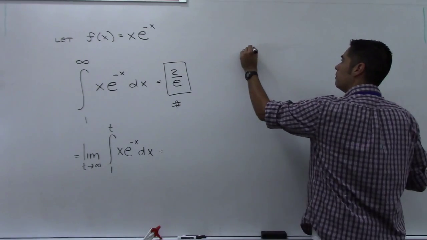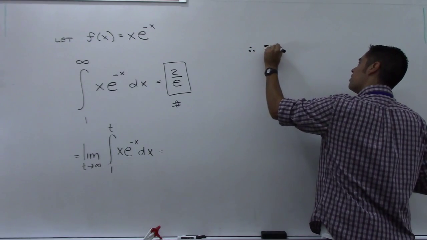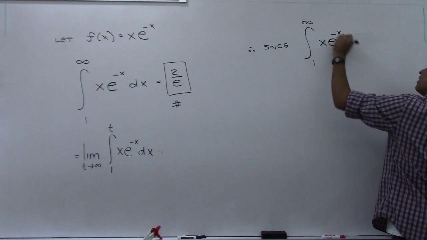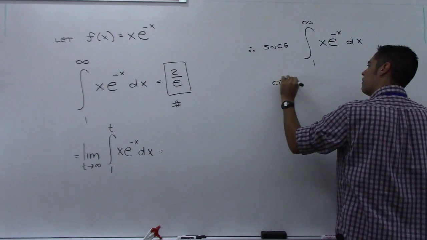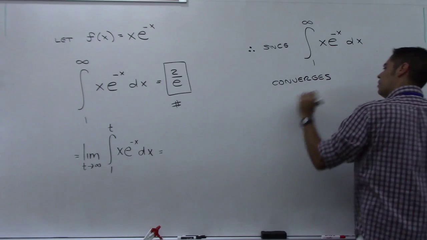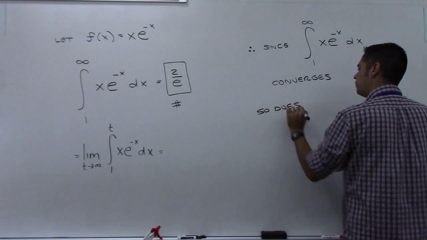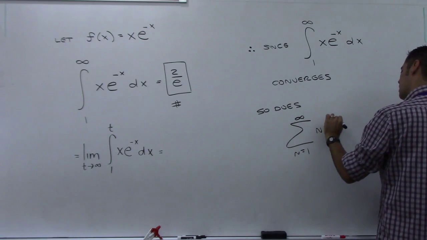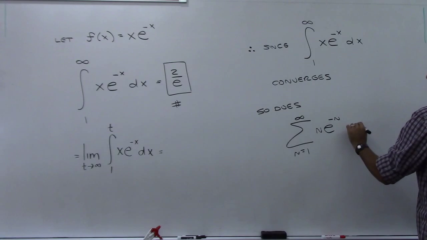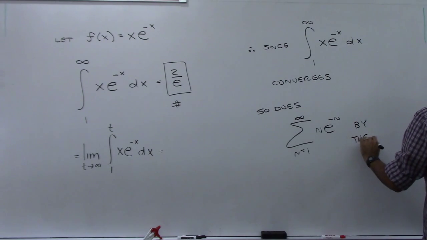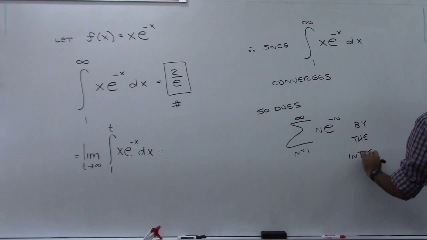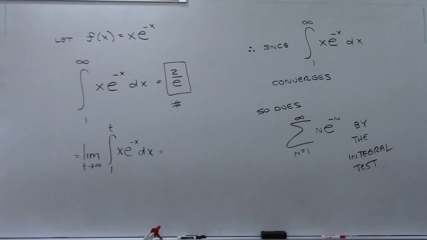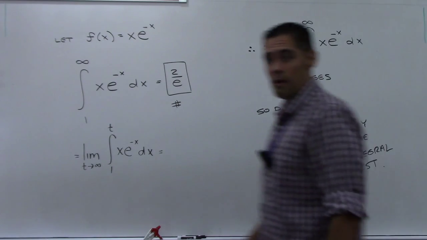So, therefore, since the integral 1 to infinity of x e to the negative x dx converges, so does the sum n equals 1 to infinity of n e to the negative n by the integral test. Done. It's a lot of work. It's a lot of work for that problem.